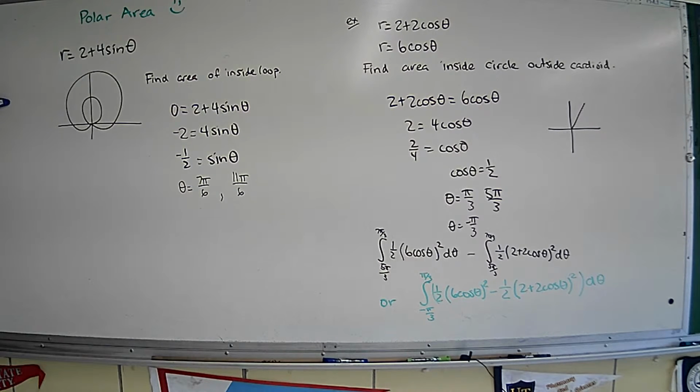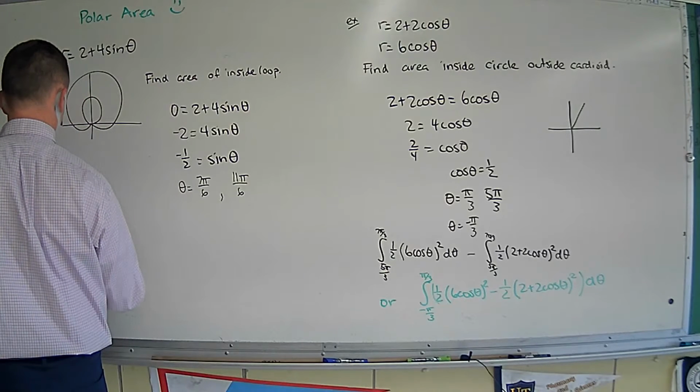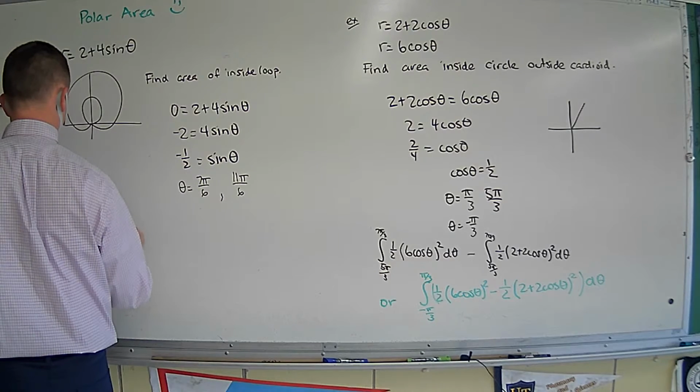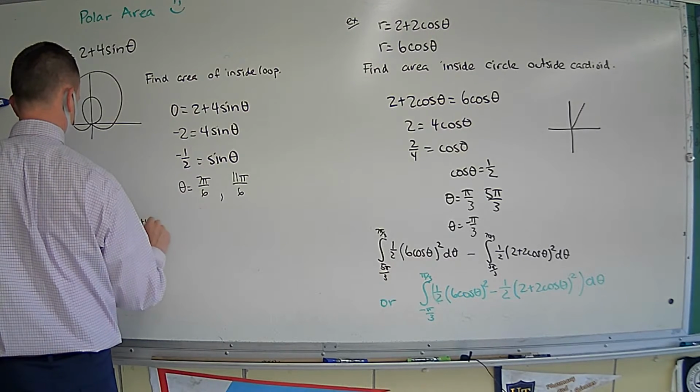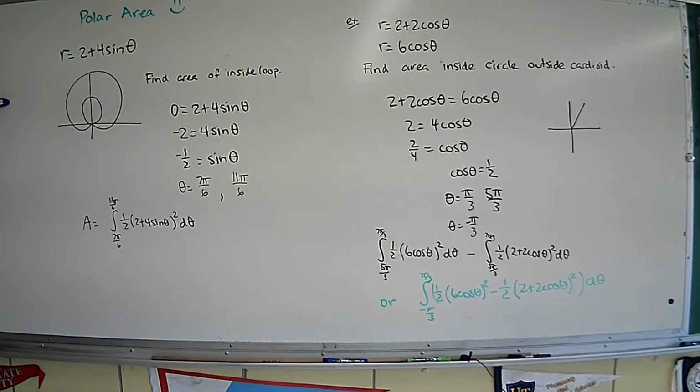So if you make the bounds 7 pi/6 to 11 pi/6, that's going to give you that inside loop. Okay? So that would be the integral from 7 pi/6 to 11 pi/6 of 1/2 times (2 plus 4 sine theta) squared d theta.